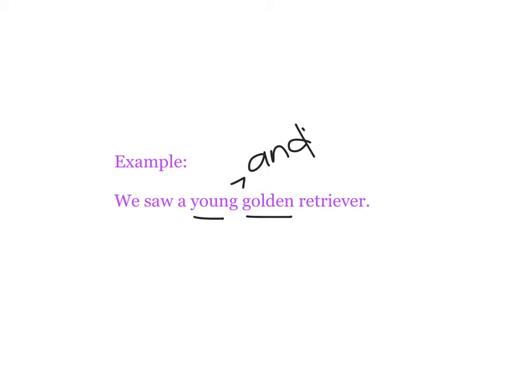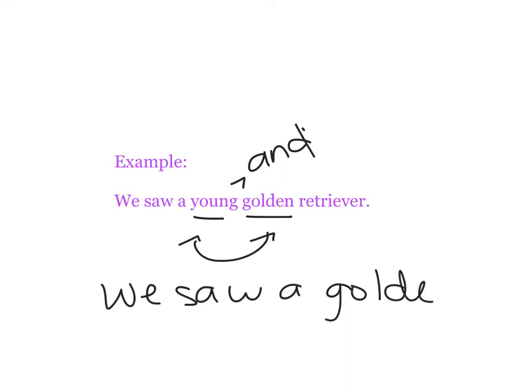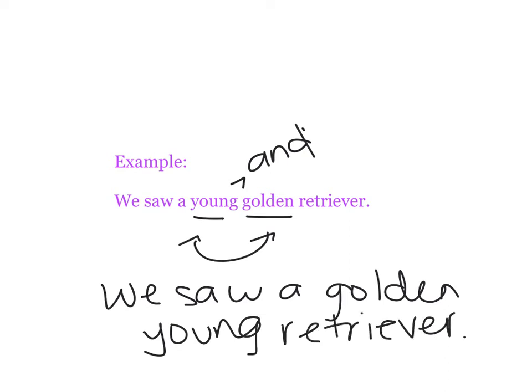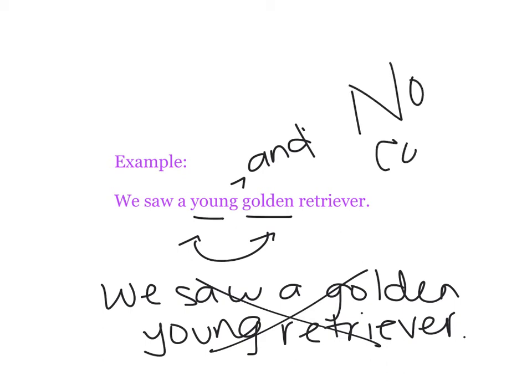So the next test that we would use is to reverse these two adjectives. So we would have the sentence, we saw a golden young retriever. Well, I know that definitely doesn't make sense. So that tells me that in this example, no comma is going to be used.